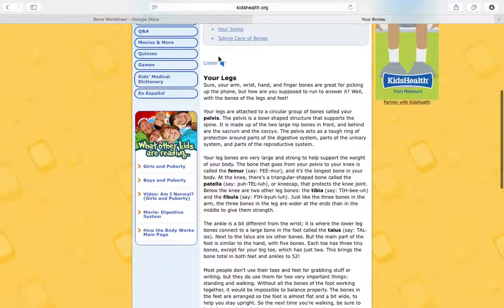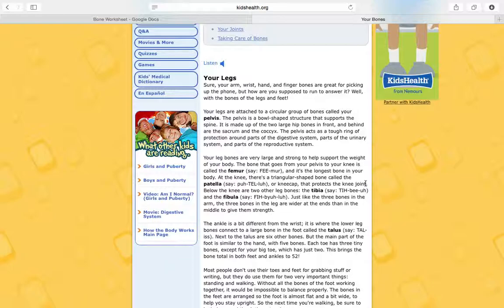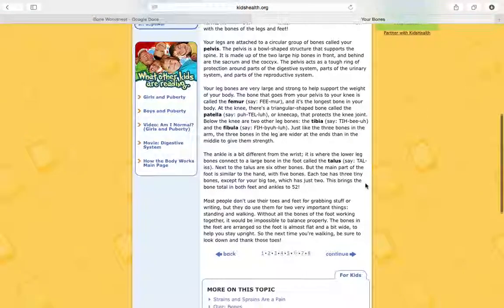Also, you see this listen symbol here. This would read it aloud to me. Your legs. Your arm, wrist, hand, and finger bones. So that is another little helper that online websites often have.